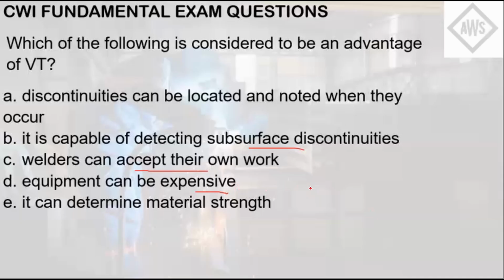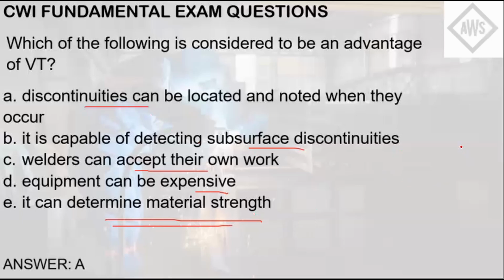Because there are other more effective NDT methods that are more appropriate for a specific kind of discontinuity to be detected. You cannot determine the material strength by just looking at it. It needs to be tested, for example, it must be subjected to a tensile strength machine. You cannot determine it by just looking at it. So the answer here is letter A.